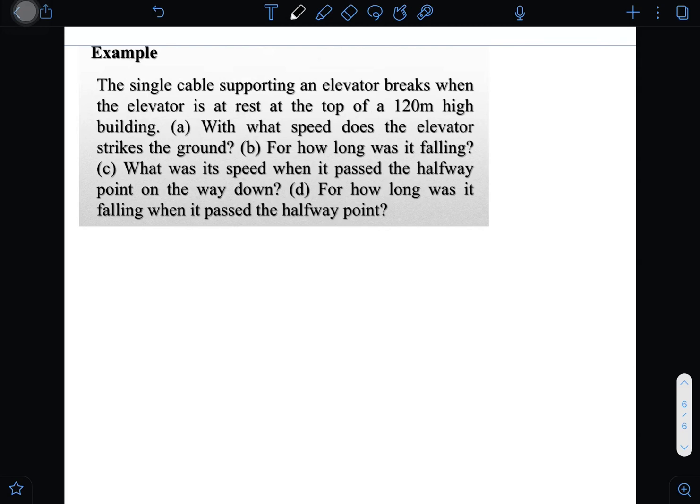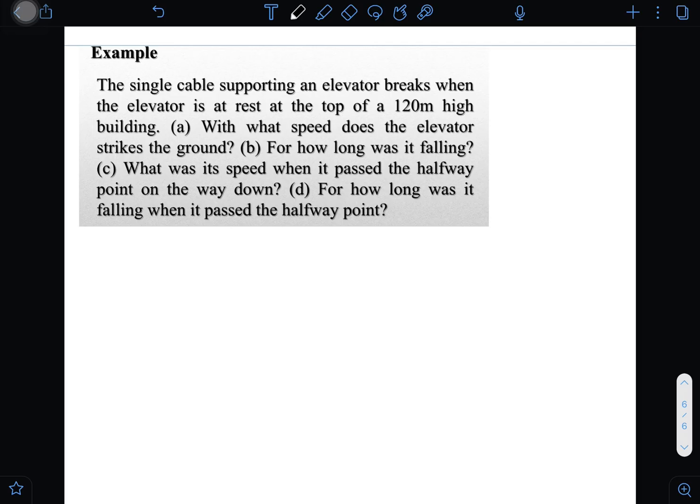Example: the single cable supporting an elevator breaks when the elevator is at the top of a 120-meter high building. Letter A, with what speed does the elevator strike the ground? Letter B, for how long was it falling, or the time?